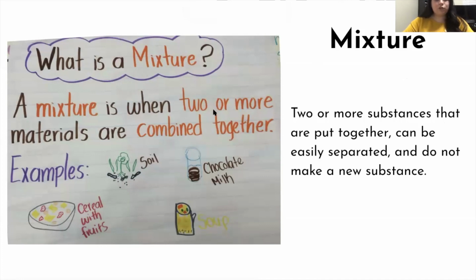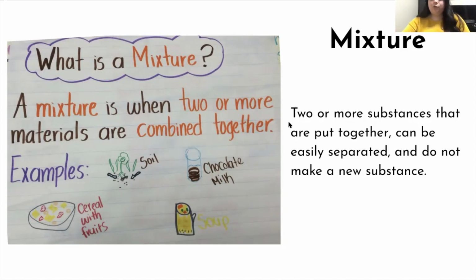So a mixture is when two or more materials are combined together. For example, like me, I did it with cereals. Here we have soil, chocolate milk. Remember, we have milk, then we pour chocolate, and soup, because sometimes when we make our soup, we do it with different kinds of ingredients. Some of us put some chicken, some of us put some meat, which is like beef kind of meat. And then we add some rice sometimes, or sometimes we put broccoli. It depends on the type of soup that you make.